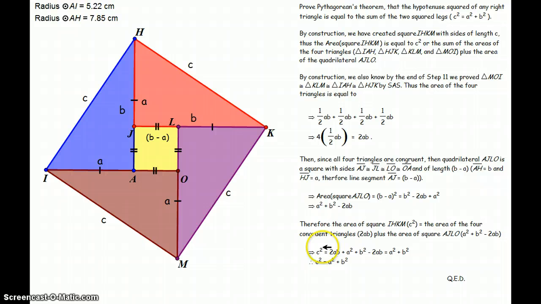Therefore, c squared, which is the area of the whole square, is equal to 2ab, which we found was the area of the four triangles, plus a squared plus b squared minus 2ab, which is the area of the inner square, which reduces down to a squared plus b squared, thus proving c squared equals a squared plus b squared, which says that the hypotenuse squared of any right triangle is equal to the sum of the two squared legs.